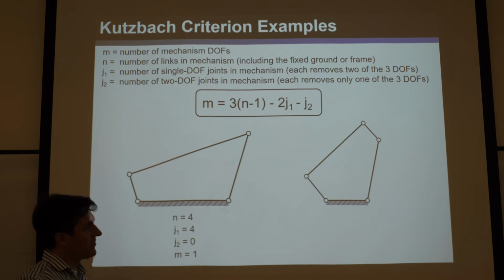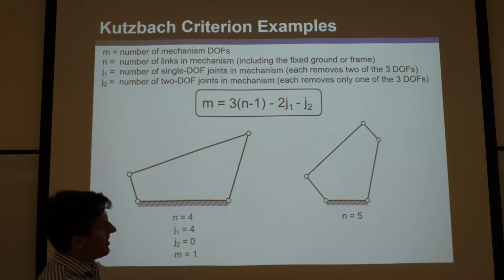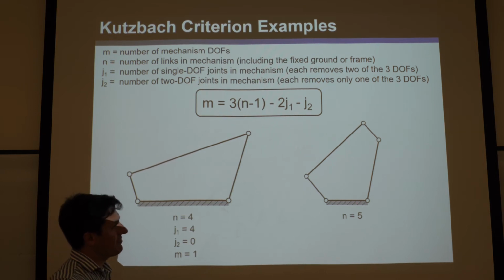Okay, great. All right, let's look at this 5-bar mechanism and use Kutzbach. Well, how many links are there? There's 5. That's why it's called a 5-bar. 1, 2, 3, 4, 5.